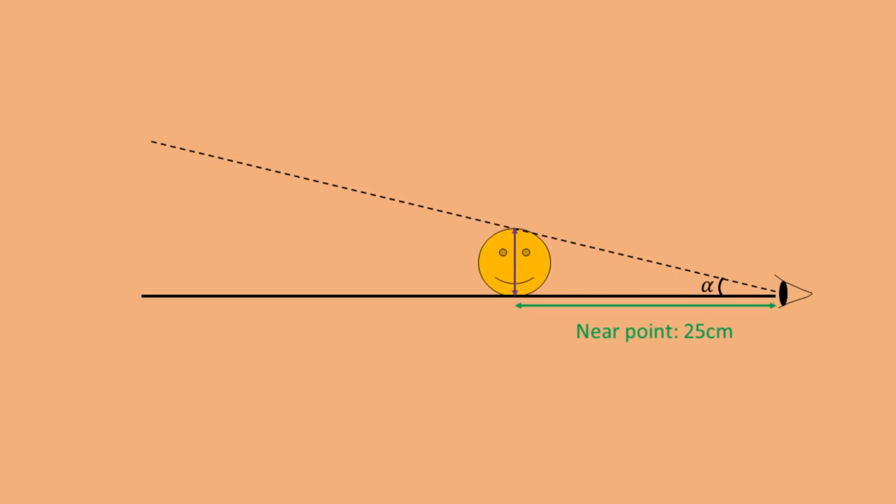So the angular size of the object viewed with the unaided eye can be calculated as alpha, which is equal to the inverse tangent of h over d, where h is the size of the object and d is usually taken to be 25 centimeters. However, for the sake of clarity, we'll just keep using the letter d instead of 25 centimeters.